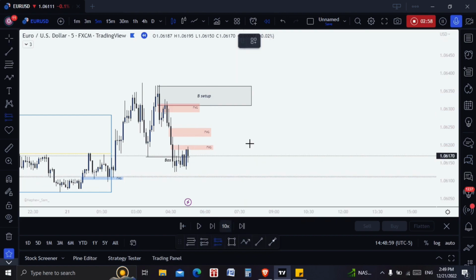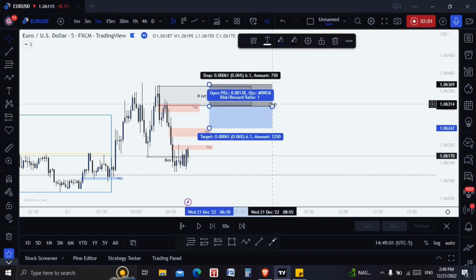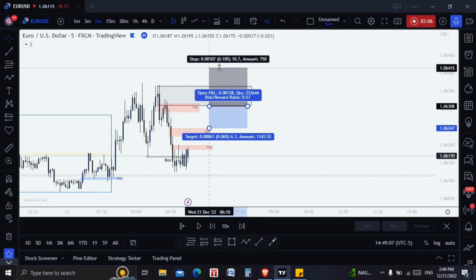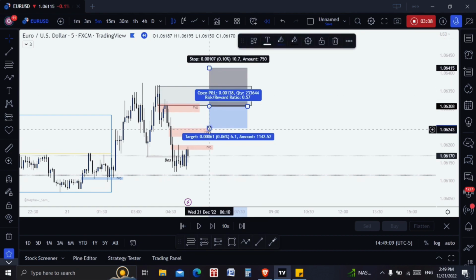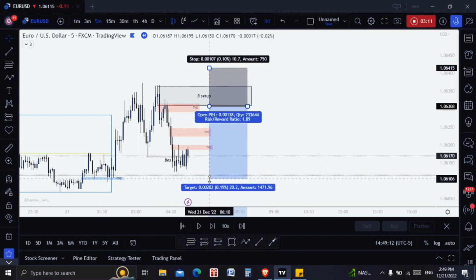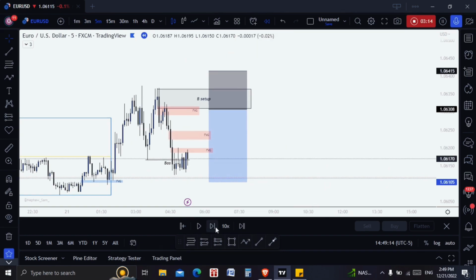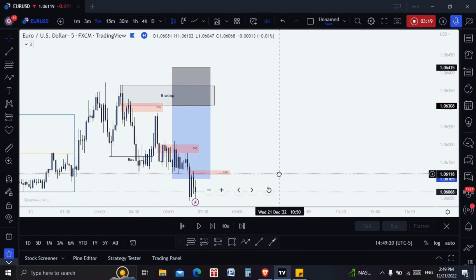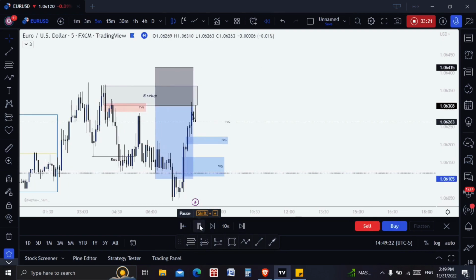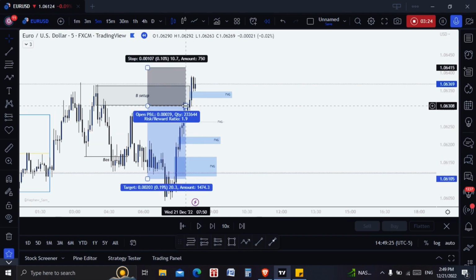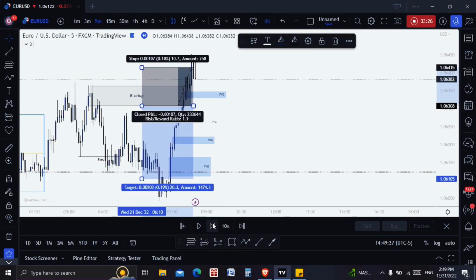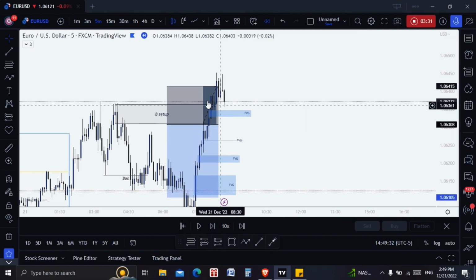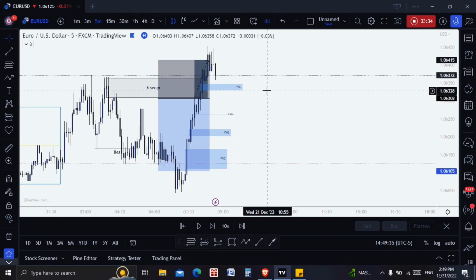So what I did was I set a limit here. As I said, I wasn't really focused. I set a limit here, I think it was that, and then I targeted 20 pips. What the market went up and did was it tapped me in. As you can see, it tapped me in, but it went ahead and hit my stop loss. As you can see, it hit my stop loss, and basically that was it.